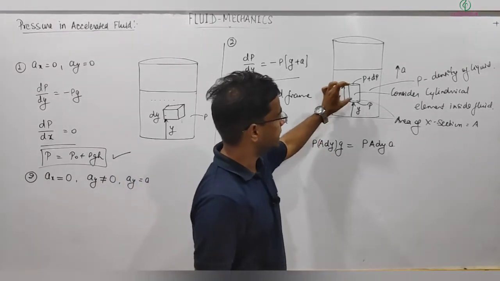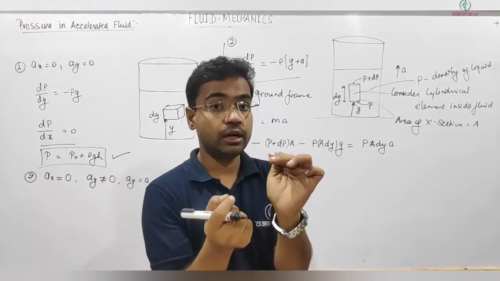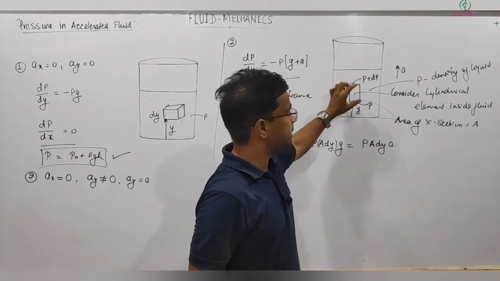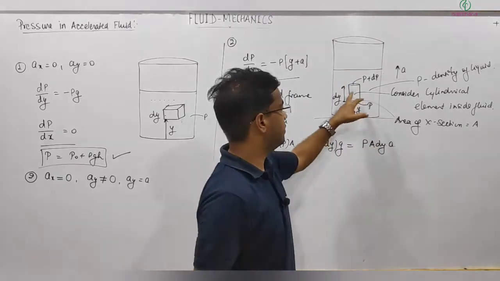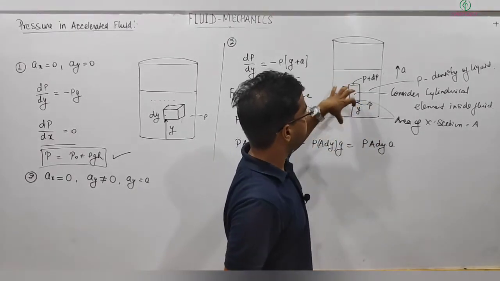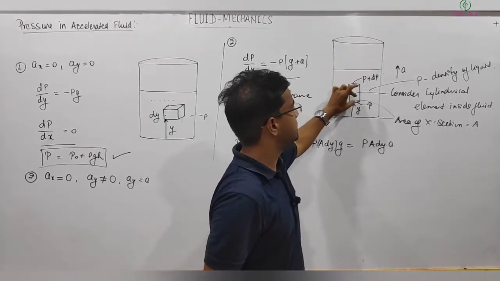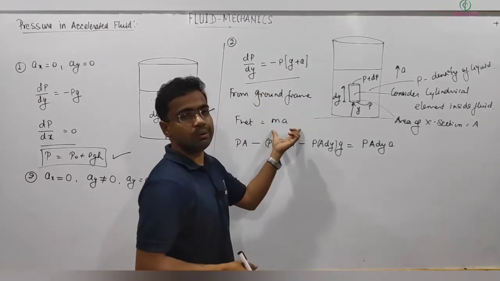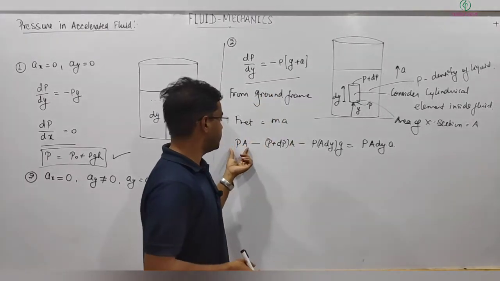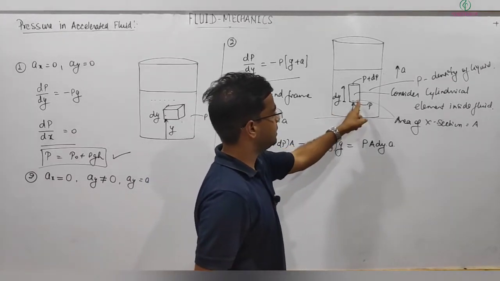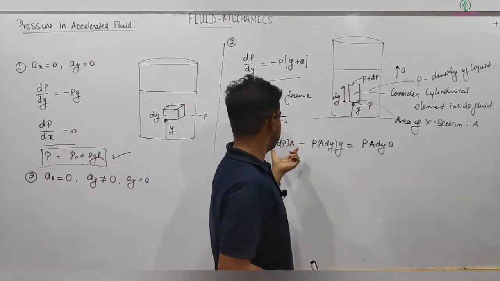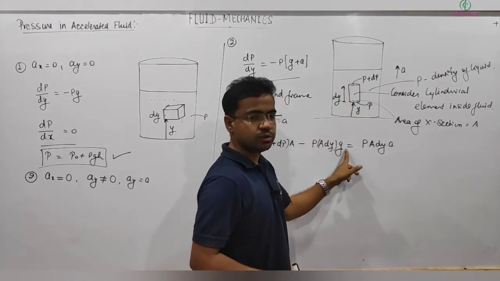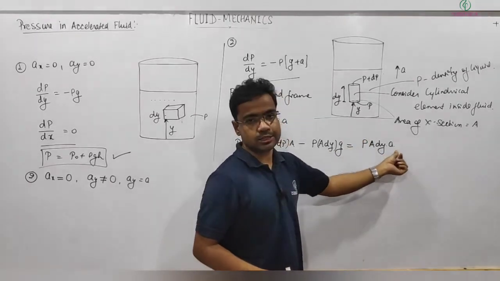There should not be any confusion in this relation. What I'm writing, simply I considered one small element of the same fluid inside the fluid, and as I'm seeing it from ground frame, the container is accelerating, so with the container this element will also have the same acceleration. Then I'm writing net force equal to ma by Newton's second law. So net force: upward force, pressure at this point multiplied by area; downward force, pressure at that point multiplied by area; its weight, density multiplied by volume into g; net equal to mass into acceleration.